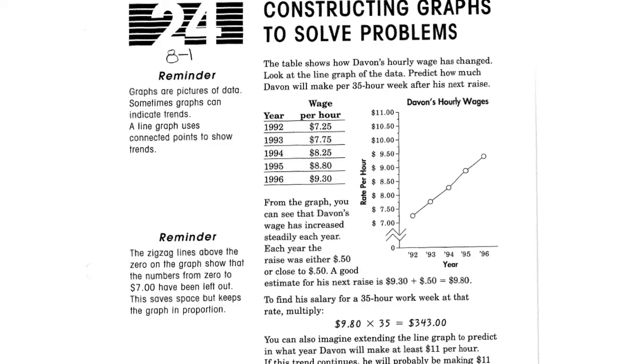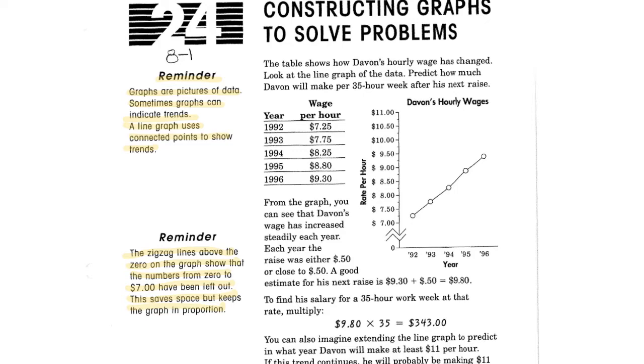All right, this is lesson 24, constructing graphs to solve problems. We have some reminders. Graphs are pictures of data. Sometimes graphs can indicate trends. Line graphs use connected points to show trends. Also, a zigzag line above the zero of the graph shows that the numbers 0 to $7 have been left out. This saves space but keeps the graph in proportion.